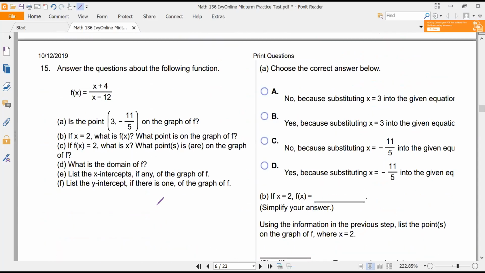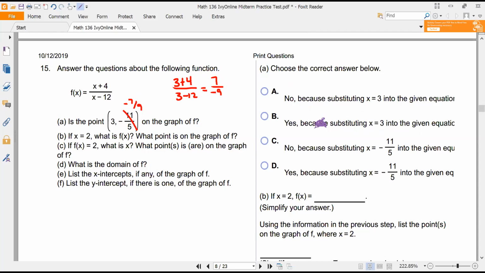It says answer the question about the following function. We have the function f of x equals x plus 4 over x minus 12. First question: is the point 3 comma negative 11/5 on the graph? To test that, you just need to plug 3 in. So 3 plus 4 over 3 minus 12 is 7 over negative 9. So that is not true. This should have been negative 7/9. So that means that point is not on the graph.